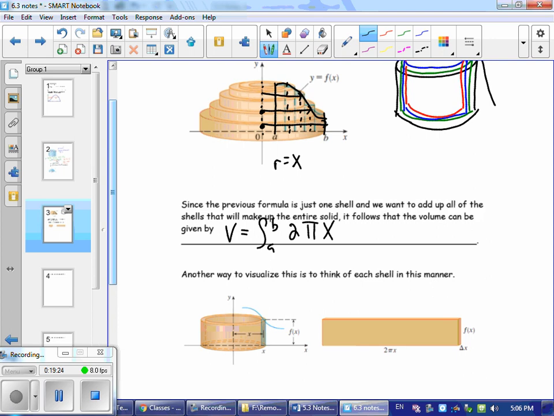The height, because now that's the circumference, now I need to do the height. The height in this case is just f of x. It just depends on where it is, but the height is always going to be f of x. And then the thickness is that change in r. Well, remember, r is x, so the change of r is the same thing as the change of x, delta x, or in terms of integration, dx.